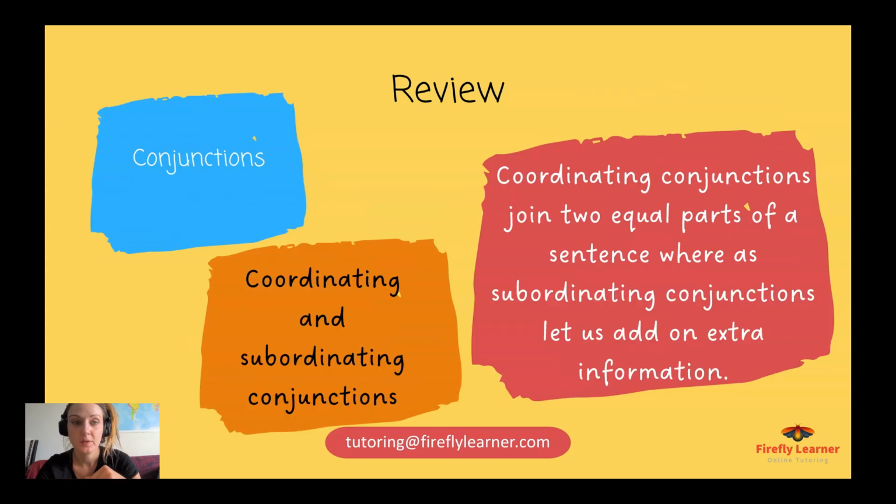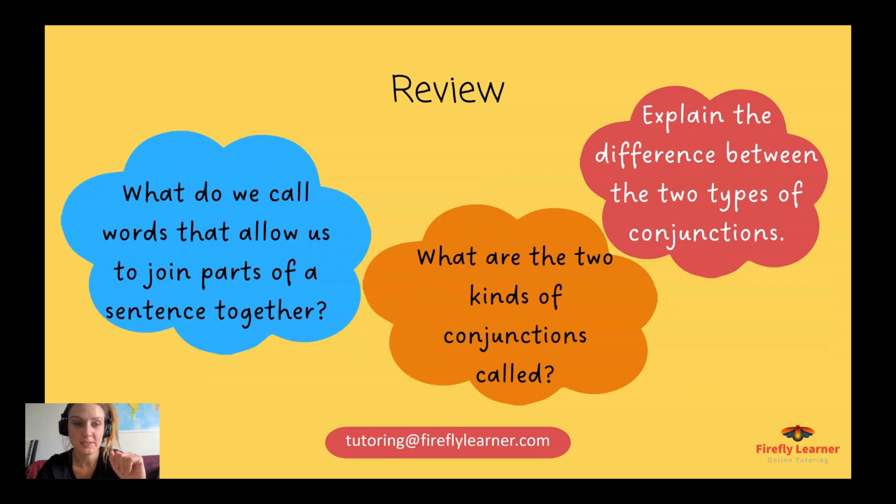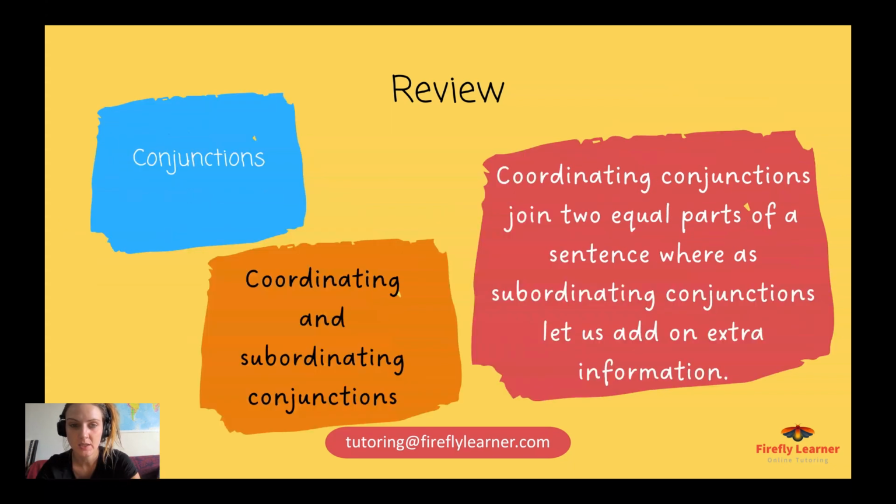Okay, so the words that join parts of a sentence together are called conjunctions. They join individual clauses together. The two types of conjunction are coordinating conjunction and subordinating conjunction. Coordinating conjunctions join two equal parts of a sentence together, so two main clauses together, whereas subordinating conjunctions add on extra information to a main clause. So the subordinating conjunction comes in front of a subordinating clause, which is adding extra information to the main clause.